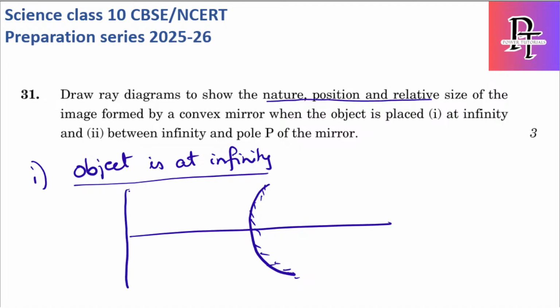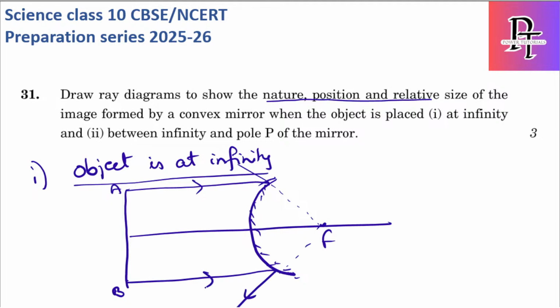For infinity, we take two rays, because we need at least two rays for image creation. Consider this object AB. Any ray directed towards the focus, parallel to the principal axis, will get reflected such that it appears to emerge from the focus. In the same way, if I draw another parallel ray, it will get reflected through the focus.